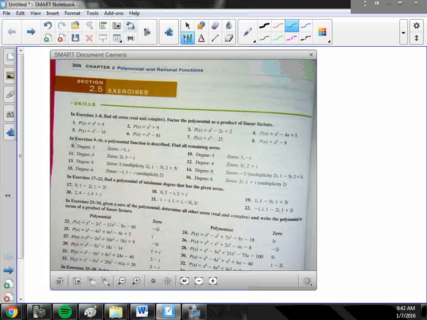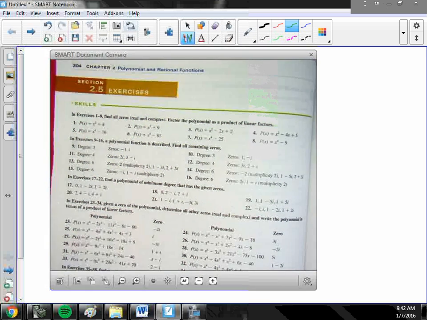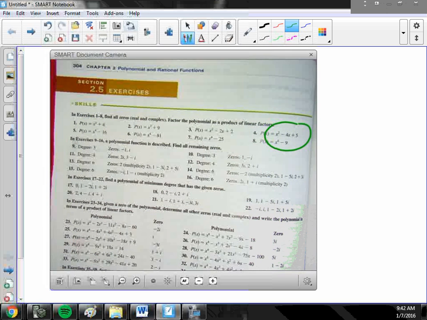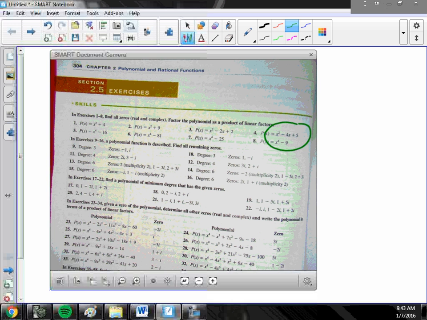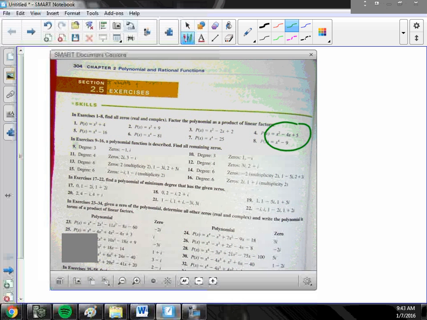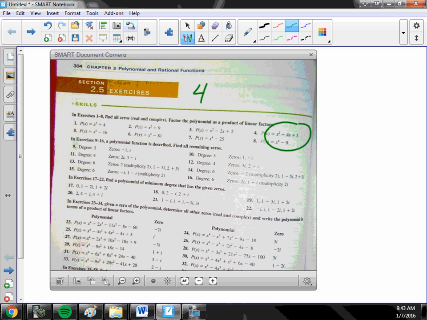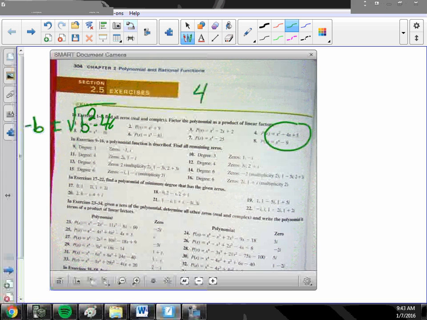So for number 4, we can't factor it. There are no factors of positive 5 that add to be 4, so we need to use a quadratic formula. So it'd be negative b, which is 4. Well, let me write it out. Negative b plus or minus the square root of b squared minus 4ac over 2a. And it is up on the wall. It's kind of small on the bottom left corner of that equations paper.